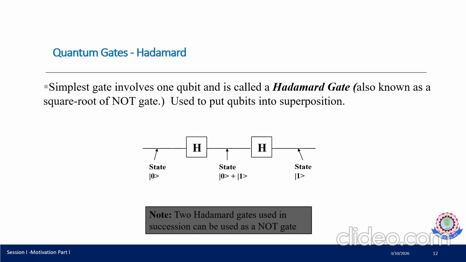Quantum gates. The Hadamard gate is one of the simplest gates, involving one qubit, and it is used to put qubits into superposition. State 0 is going to throw state 1. Two Hadamard gates used in succession can be used as a NOT gate, so it is going to reveal the reverse answers. Hadamard is the gate which represents the square root of NOT gate.